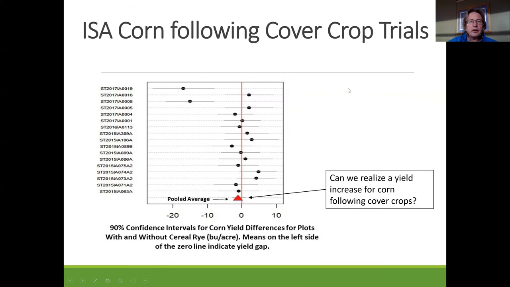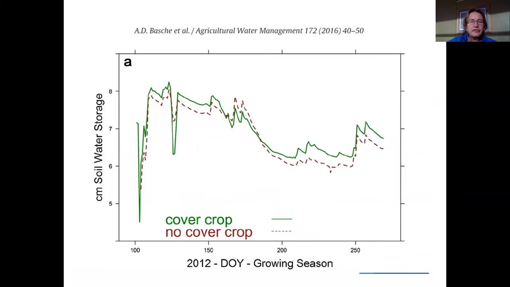Here's a study we conducted. This is an ISA long-term study where we're comparing corn following cover crop trials. You can see this red line is zero difference. And what we're showing you is the yield advantage or disadvantage to cover crops. You can see that in our study, some of these locations had a negative yield response or even a marginal positive response, but it was mostly negative. And so what we're looking to do at the Research Center for Farming Innovation is find ways to realize a yield increase from the use of cover crops in corn production. And we think we can do that because of this data.